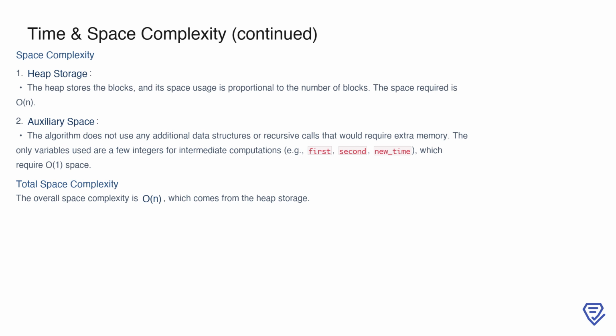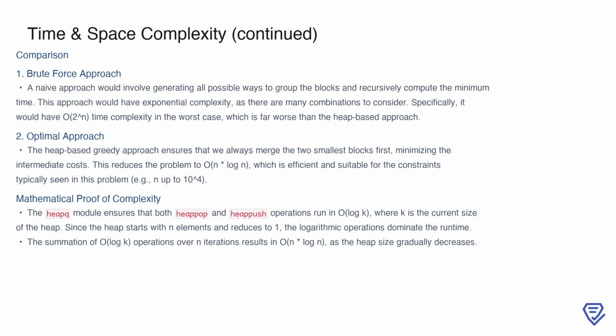When comparing approaches, it's clear how efficient the heap-based method is. A brute force approach to solving this problem would involve generating all possible ways to group the blocks and recursively computing the minimum time for each configuration. This results in an exponential time complexity, specifically O(2^n), in the worst case, due to the sheer number of combinations that need to be explored. In contrast, the heap-based approach is far more efficient, with a time complexity of n*log n. This is achieved by always merging the two smallest blocks first, which minimizes the intermediate costs at each step.